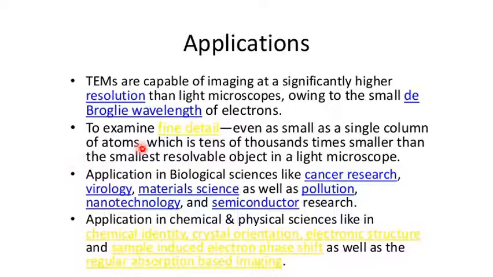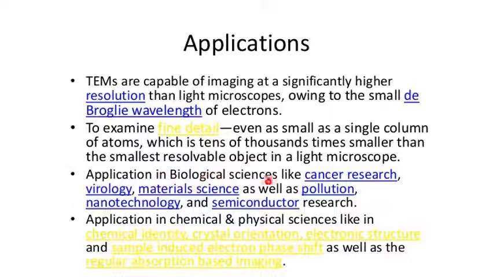To examine fine detail of the structures in STEM, even as small as a single column of atoms, which is tens of thousands of times smaller than the smallest resolvable object in the light microscope, we can see very small particles in TEM, that is tens of thousands of times smaller than the smallest resolvable object in a light microscope.